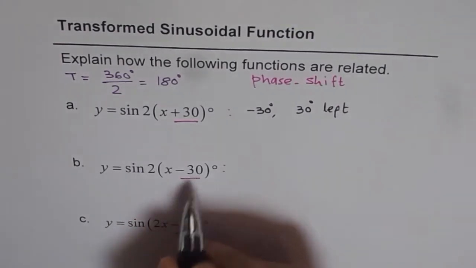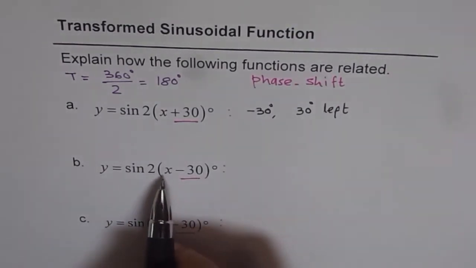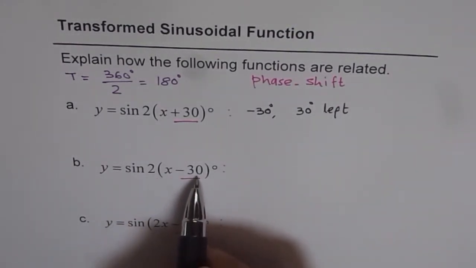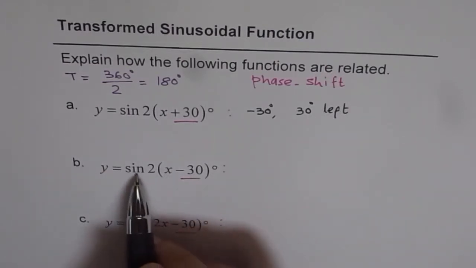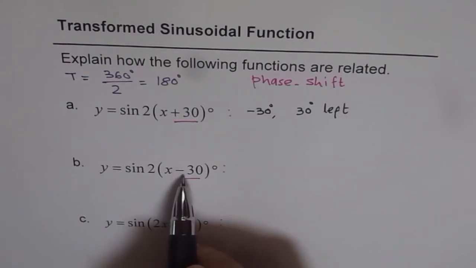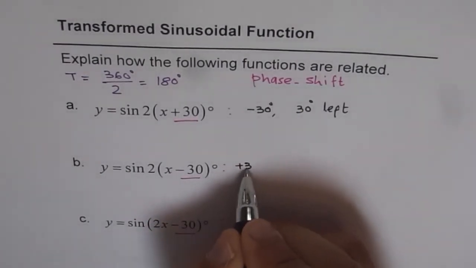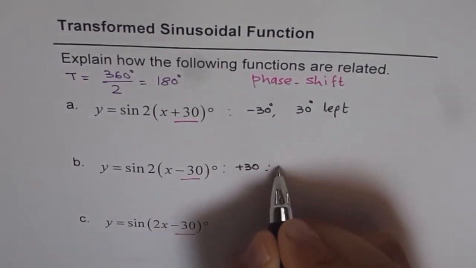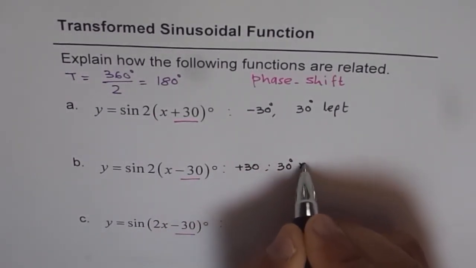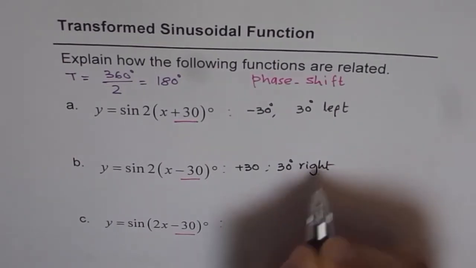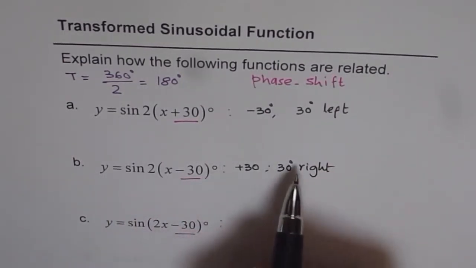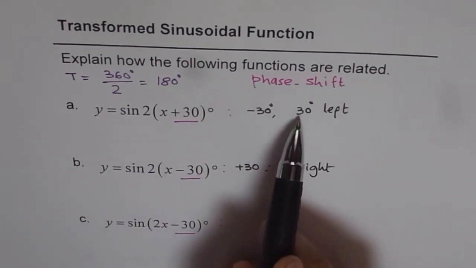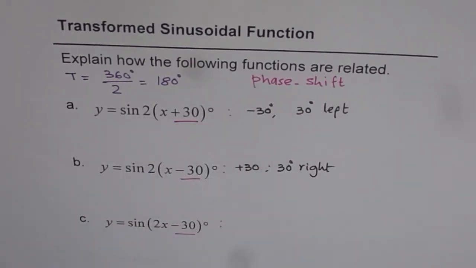In the second case, it is x minus 30 within the bracket. So when x equals 30, it will be sine 0, or the value of the function will be 0, right? So it is plus 30. The phase shift is plus 30, and that means 30 degrees right. So horizontally, this wave is 30 degrees right, right? So it is effectively 60 degrees right of the previous one.